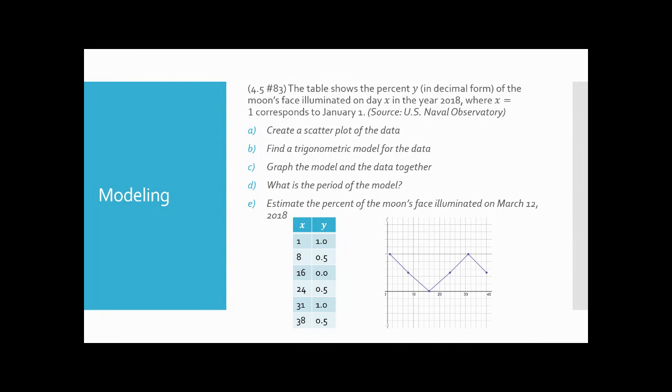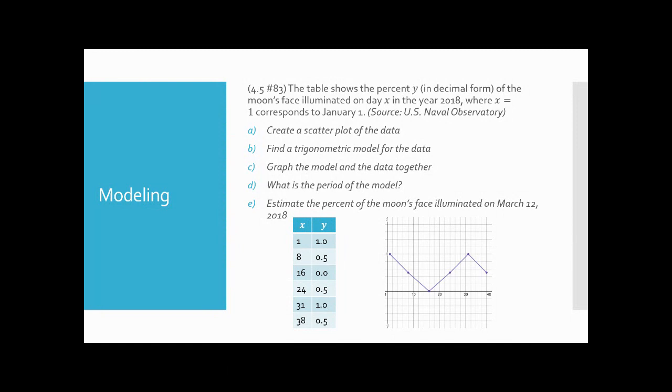So we're doing 5 things here. First, we want to create a scatter plot of the data. Now, I actually did this already for you, and I included the picture. And while with most scatter plots we don't connect the dots, I connected them so you can see the shape to help you determine whether it's going to be a sine or a cosine function.